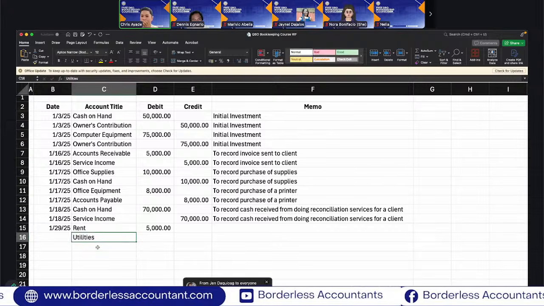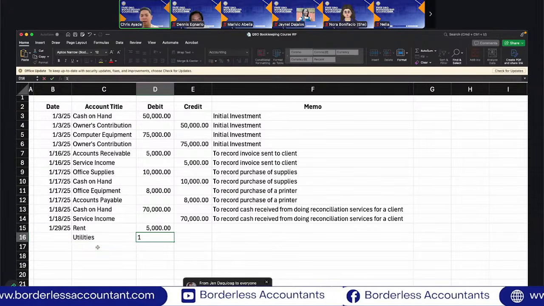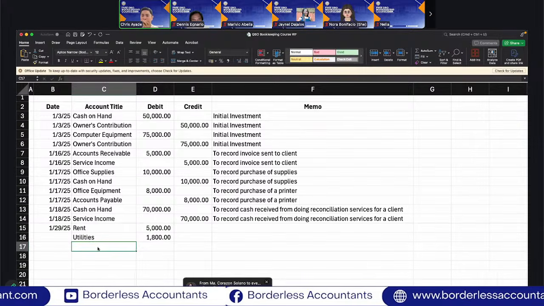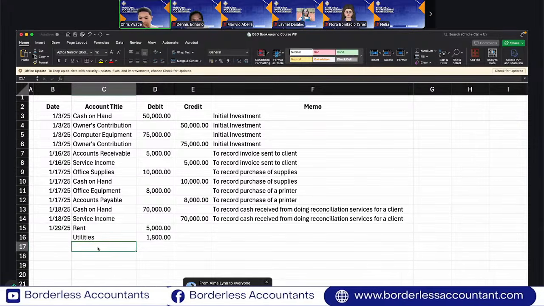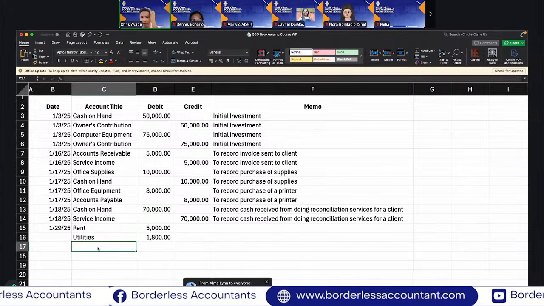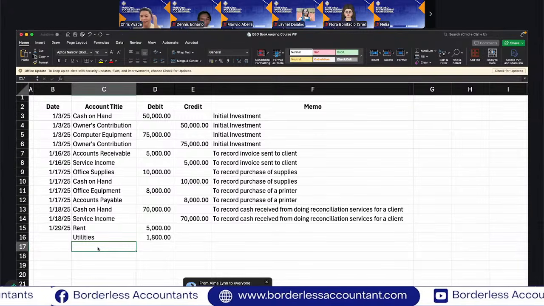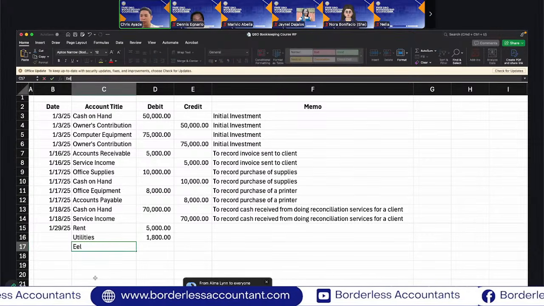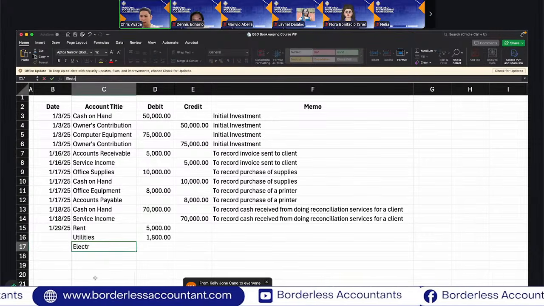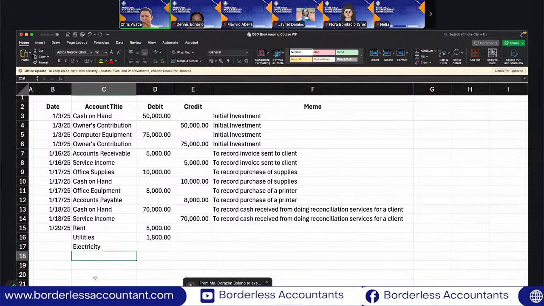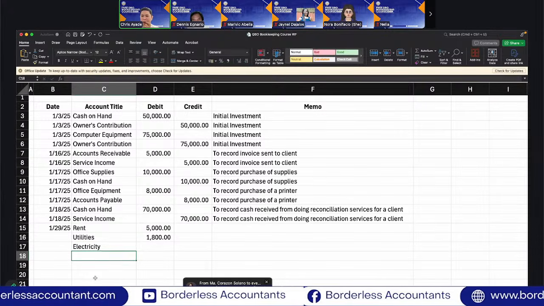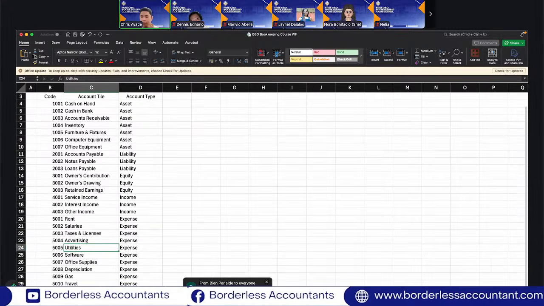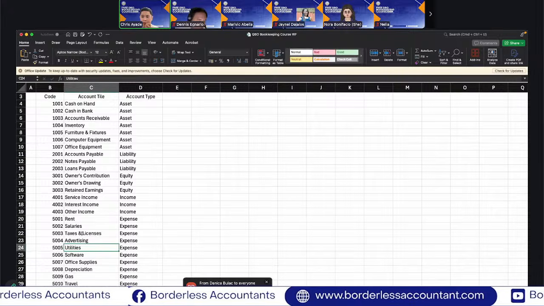Utilities. Magkano kaya yung internet ngayon? Nasa 1,800 siguro, no? Ano pa kaya? O mahal yung subscription ni Alma, 2,500. Electricity. Okay, electricity. Pwede ko bang ilagay dito electricity? Utilities din po, kasi pag tingnan mo chart of accounts, wala ding electricity, di ba?